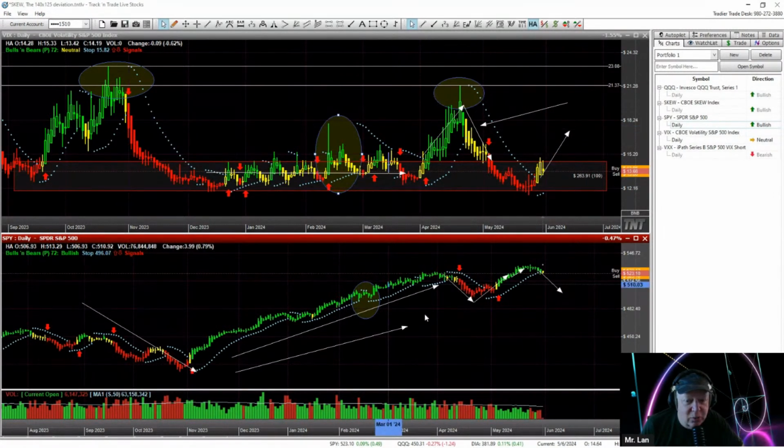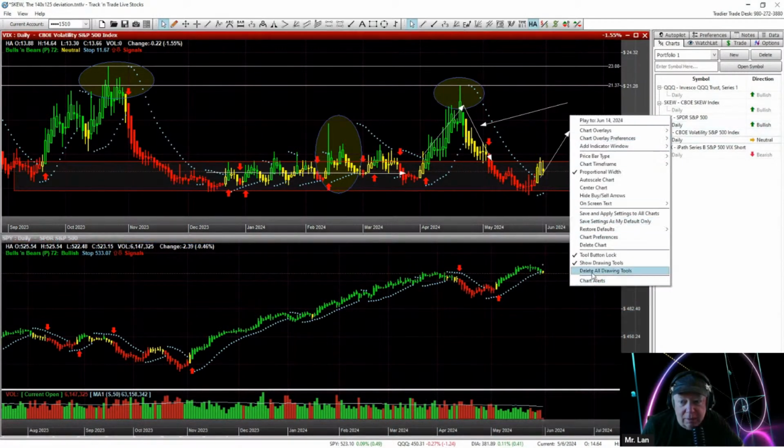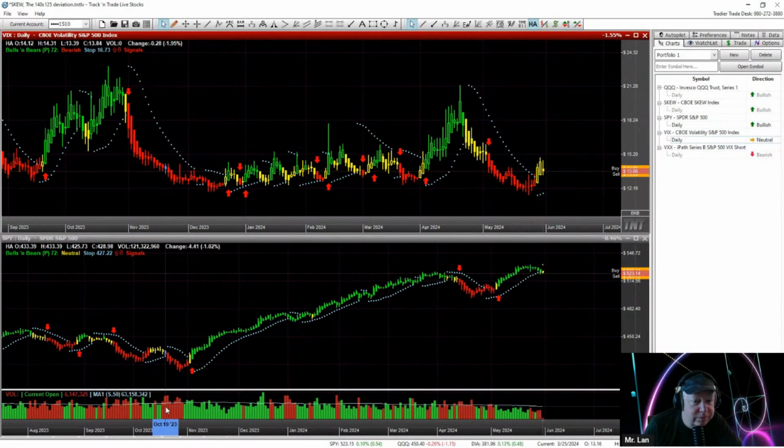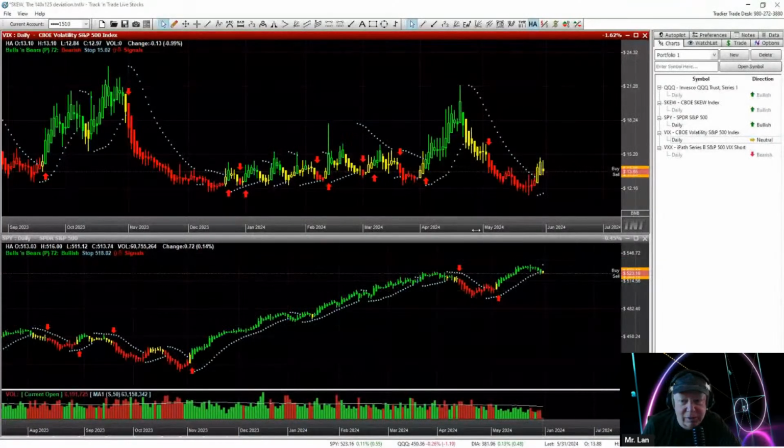All right. So back to what we were looking at. Let's get rid of all the drawing tools here. We'll start over. Okay. So from this point on, what we're looking at is the fear index. The fear index says 30-day forward-looking volatility. So if the VIX at level 20 indicates our expected annualized 20% return over the S&P 500. Now let's go back, look over the S&P 500.